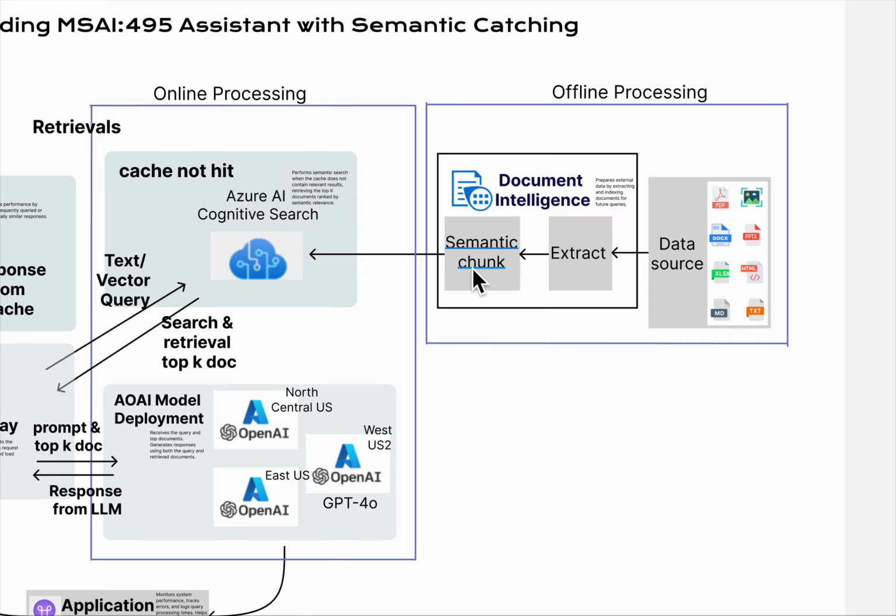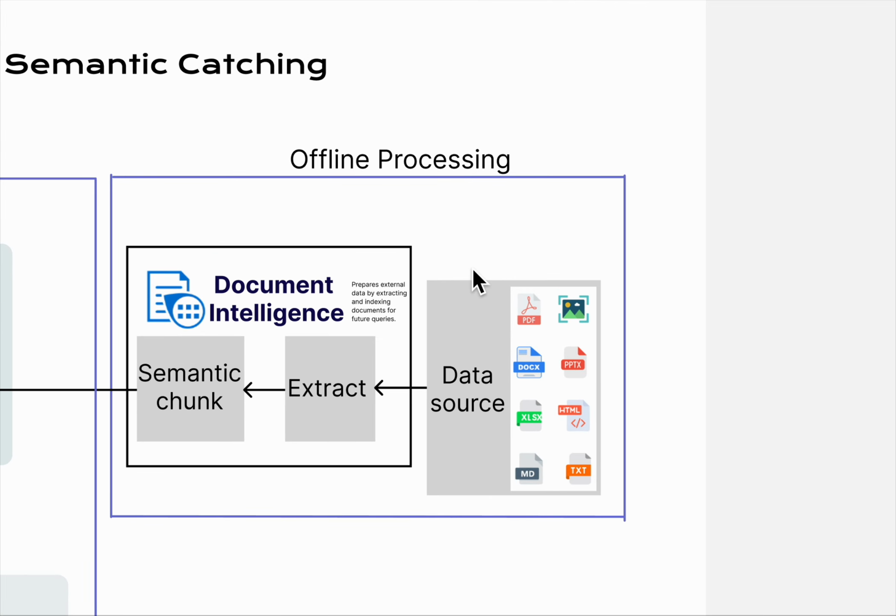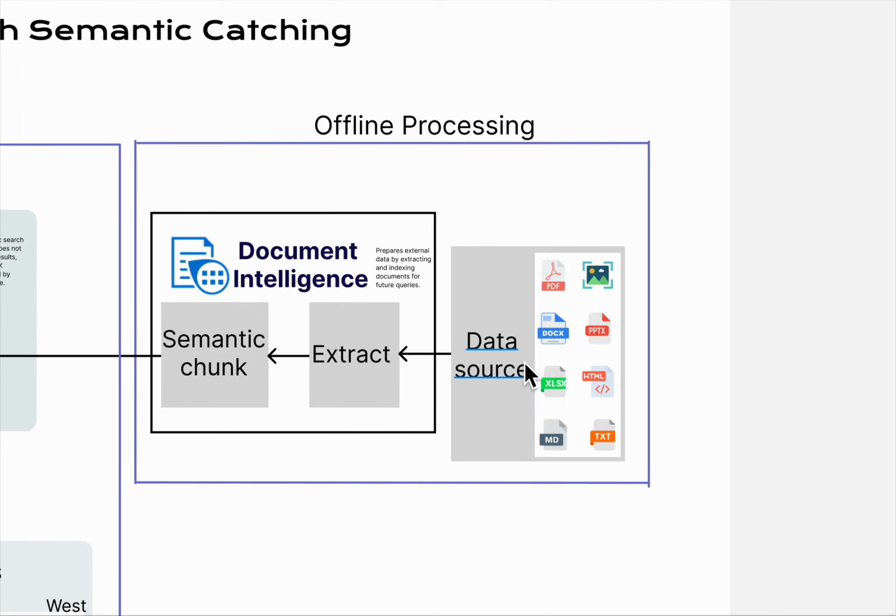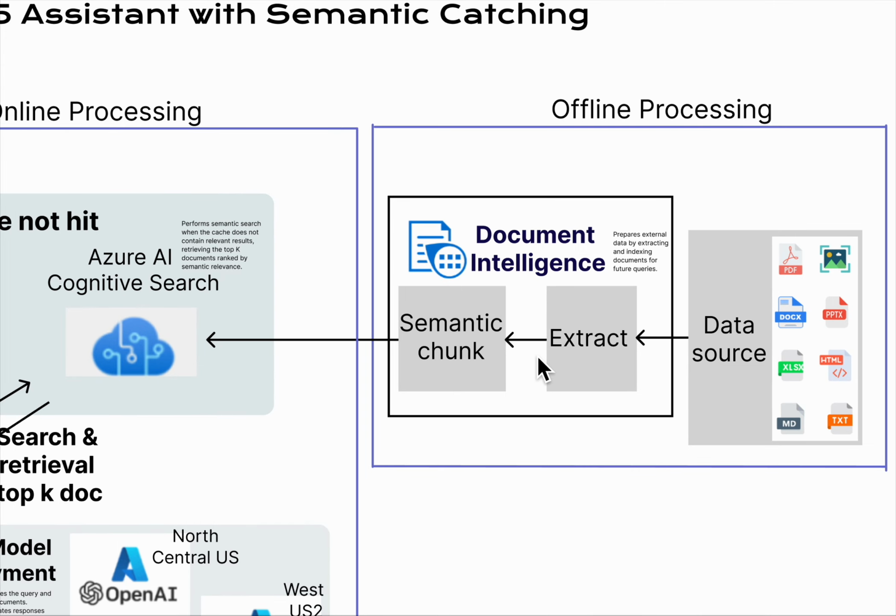Offline processing is responsible for document preparation and indexing. External data sources such as policy documents are uploaded through Document Intelligence. Document Intelligence can process and extract key information from uploaded documents, generate semantic embeddings, and store the indexed data in Azure Cognitive Search, which is this way. This process ensures that the documents can be quickly retrieved during the online queries.